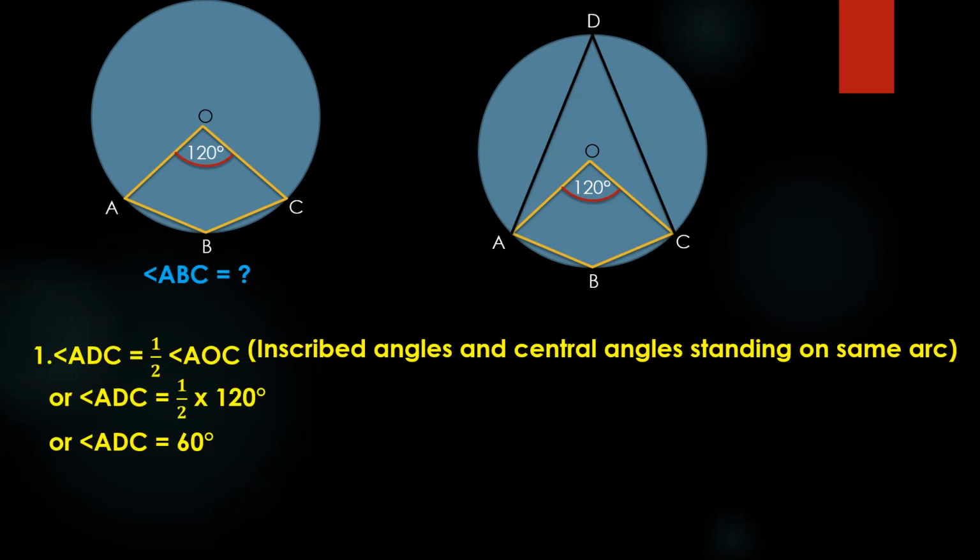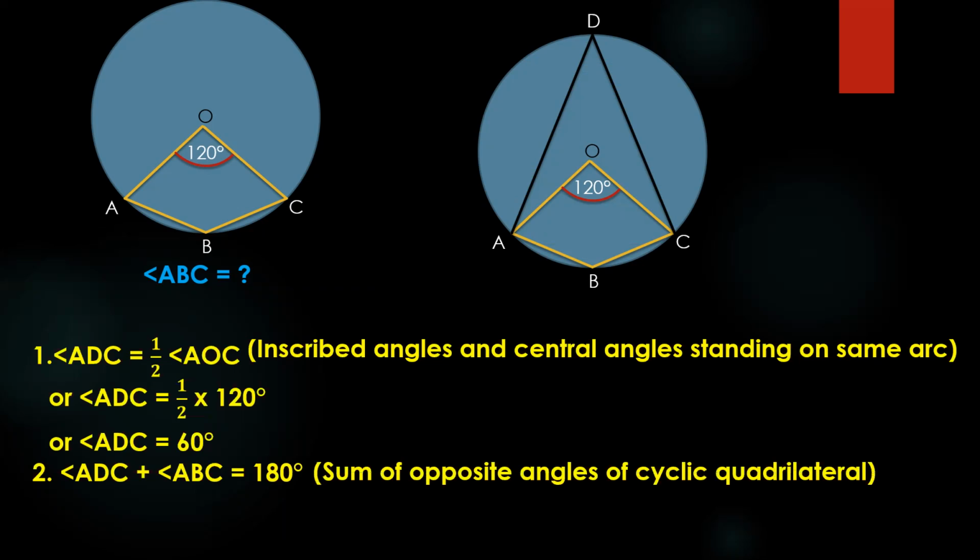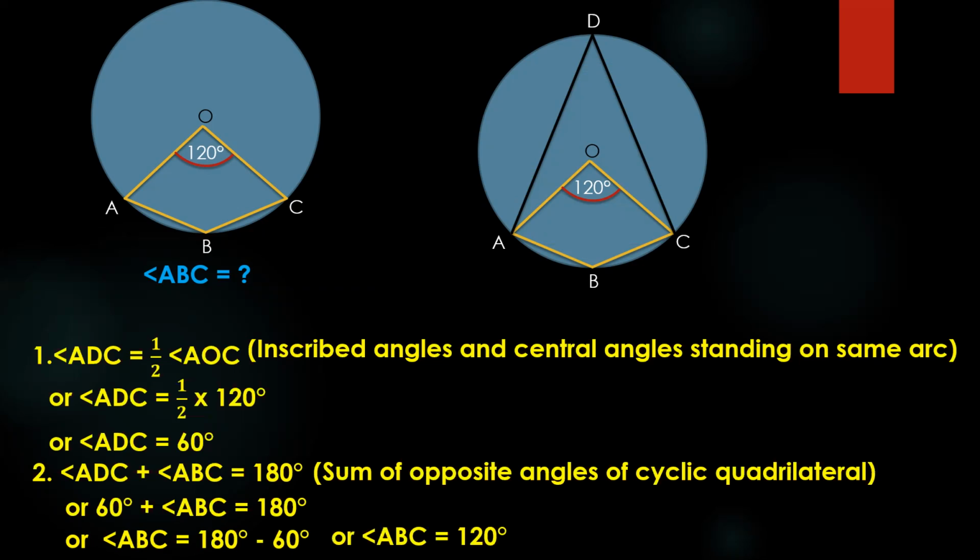Now we found the value of ADC. Now we are going to find the value of ABC. How can we find it? Let's look at here. ADC plus ABC equals 180 degrees. Why? Sum of opposite angles of a cyclic quadrilateral, right? And here, the value of ADC is 60 degrees and angle ADC plus ABC equals 180 degrees, which means that ABC equals 180 degrees minus 60 degrees. That gives angle ABC is equal to 120 degrees.